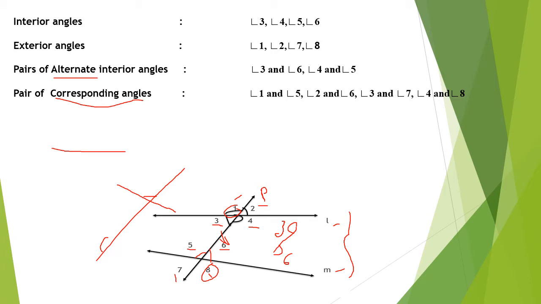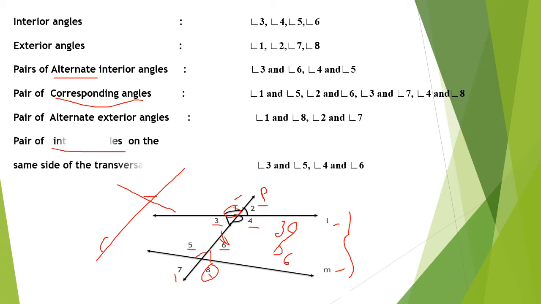Now let's see the next part. Pair of alternate exterior angles. You know how to find alternate interior angles. Now alternate exterior angles: 1 and 8, and 2 and 7. Look here, I'll circle it. 1 and 8, alternate exterior angles. Then 2 and 7. First you identify the exterior angles, then you compare them as alternate angles.